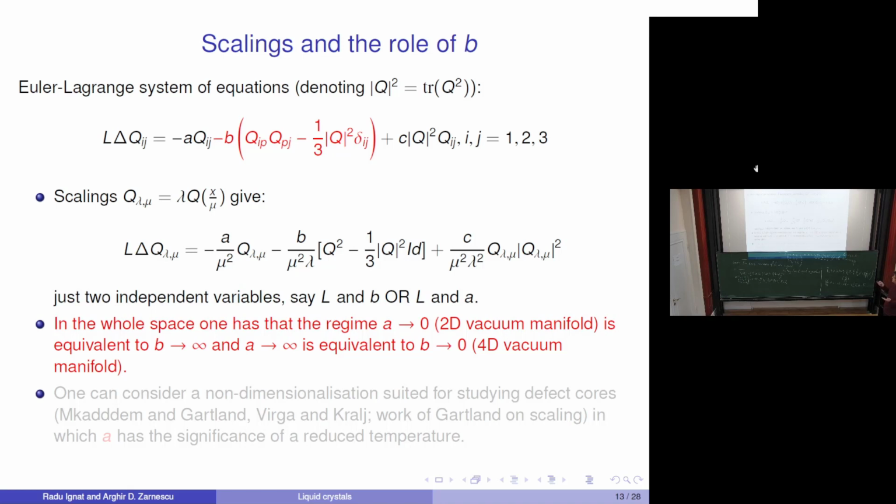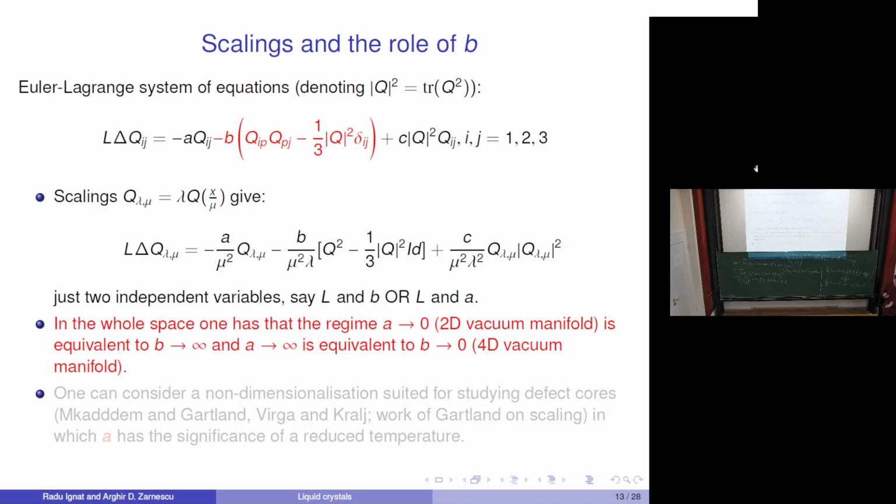I call vacuum manifold that set of minimizers, when that potential was attaining its minimum. And then you have this regime when a tends to 0, which is the more physically relevant regime. But you also have this other regime when a tends to infinity, which through this scaling corresponds to b tends to 0. Yeah, a tends to infinity is not a very physical regime.